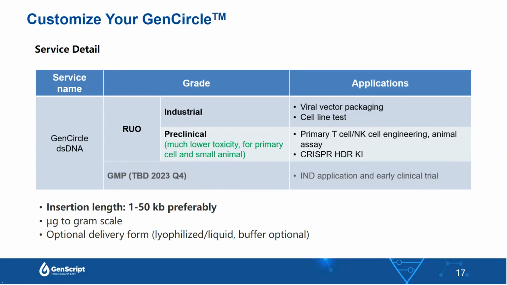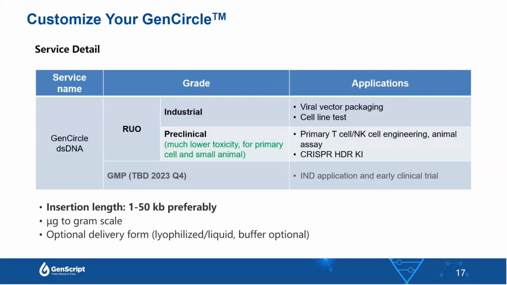Now we can provide the RUO GenCircle preparation services. As I just mentioned, the RUO grade of GenCircle services has 2 different purity levels, the industrial level and the preclinical level. The industrial level is recommended for viral vector packaging or cell line tests. And the preclinical level of GenCircle has much lower toxicity, so it is recommended to be used in primary T cell or NK cell engineering or animal assays.